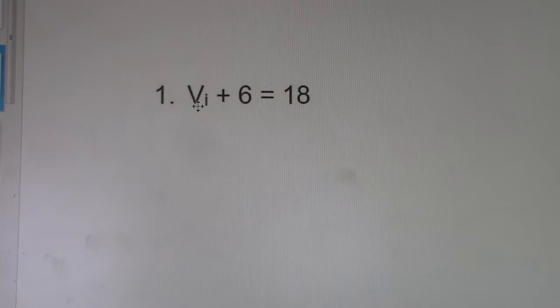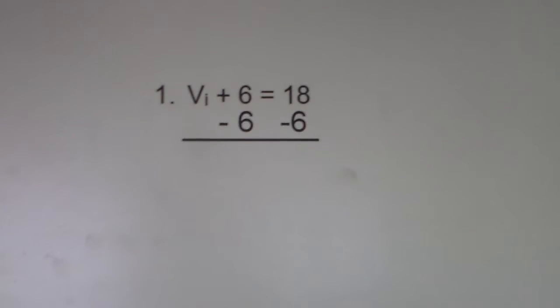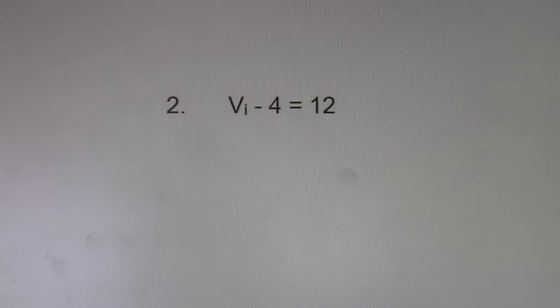We have the initial velocity, aka VI, which is going to be a variable itself, plus 6 equals 18. Our goal is to get this VI all by itself. So what we've got to do is use our inverse operations of subtracting 6 from both sides. So now the plus 6 and the minus 6 cancel out, so we have VI all by itself. VI equals 18 minus 6, which gets you 12. So that's the answer to number one.